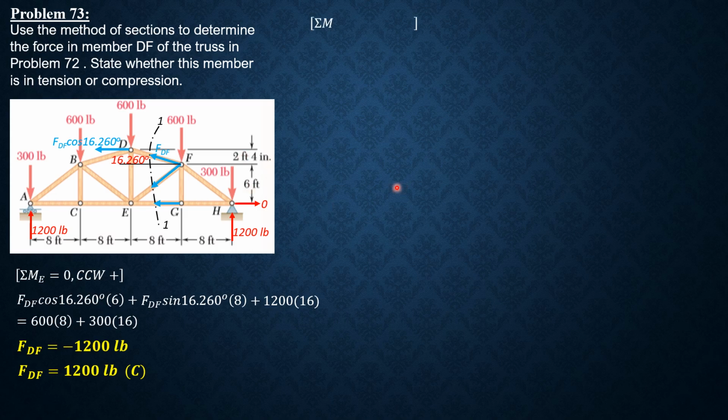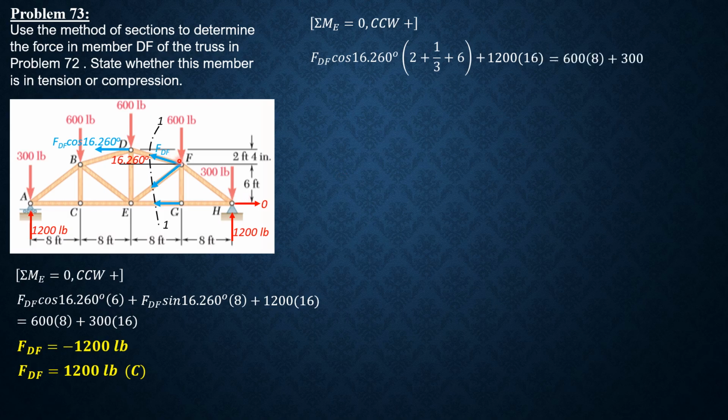So summation of moments about E, another solution, equals 0, counterclockwise positive: FDF cosine of 16.26 degrees times the quantity 2 plus 1/3 plus 6 (4 inches is 1/3 of a foot), plus 1,200 times 16, equals 600 times 8 plus 300 times 16, which is the same. Solving for FDF will give us the same result of 1,200 pounds negative, or 1,200 pounds compression. So that's it for this problem.